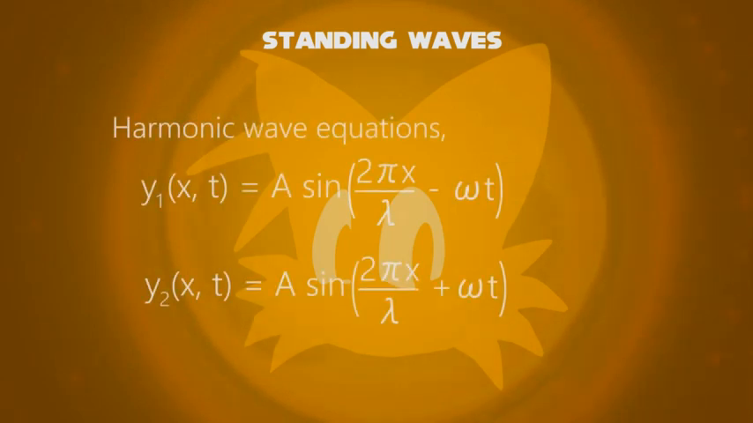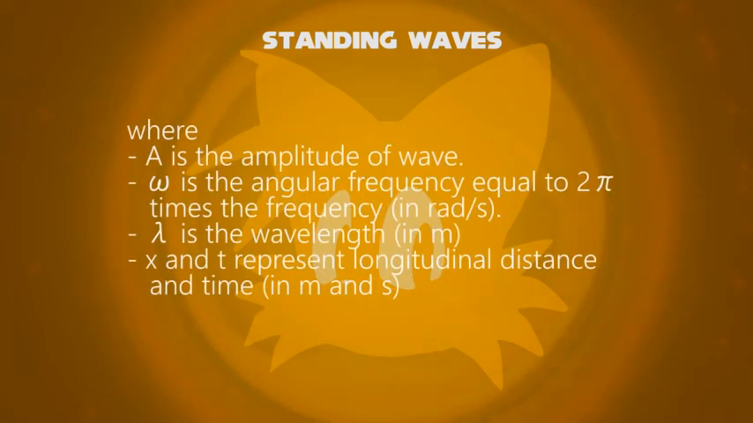Now, in terms of mathematical formulas on harmonic waves, y1 equals A sine of (2 pi x by lambda minus omega t). And the other, y2, we put a plus sign, which is A sine of (2 pi x by lambda plus omega t). A denotes the amplitude of the wave.